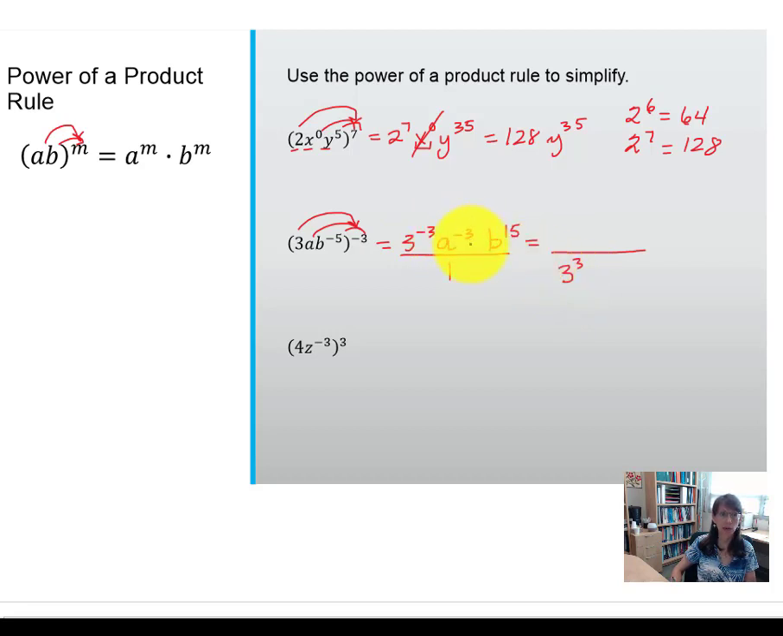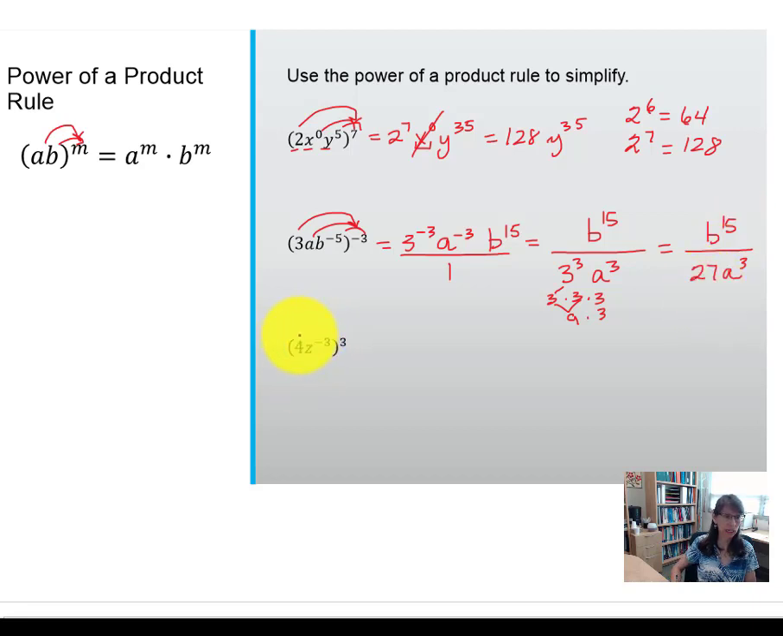A to the negative 3 also shifts down. So it's a to the positive 3. Notice b to the positive 15 remains in the numerator. So our only step remaining is to simplify 3 cubed. So that would be 3 times 3 times 3. So that's 9 times 3, or 27. So 27a cubed is in the denominator, and b to the 15th is in the numerator.